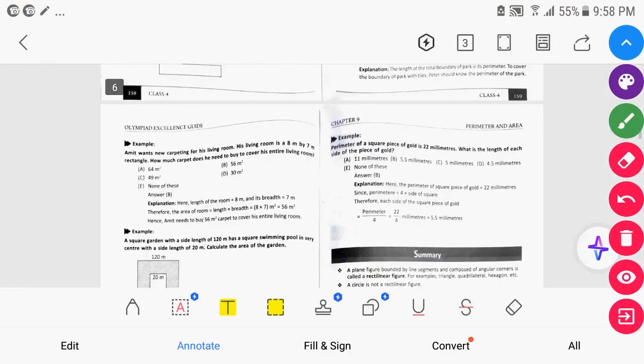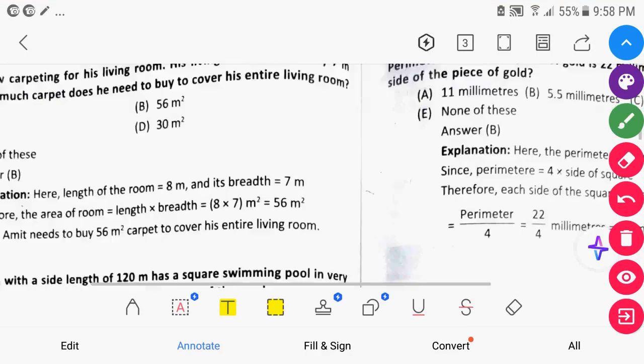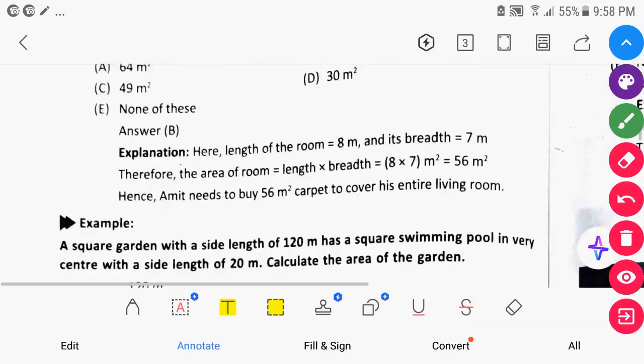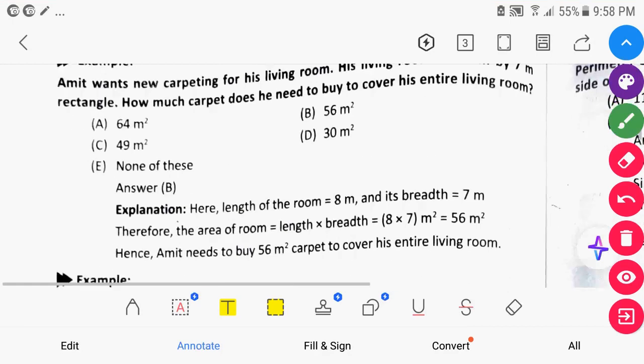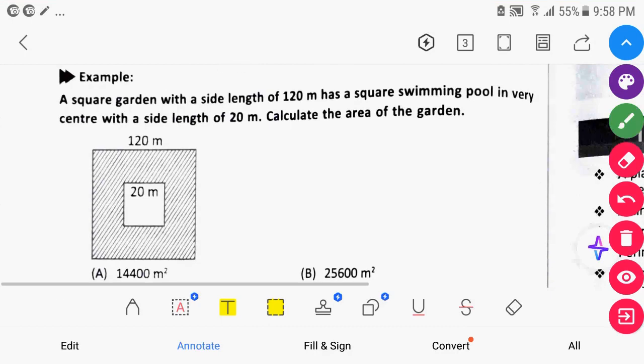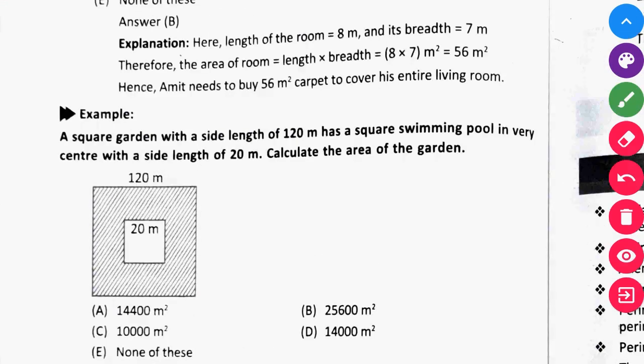Okay, so in the last lecture we learned about the formula for the area of a rectangle, which is length into breadth, and the area of a square, which is side squared. We had seen some examples based on area. Now we have to see another type of example, again based on the area of a rectangle or square.